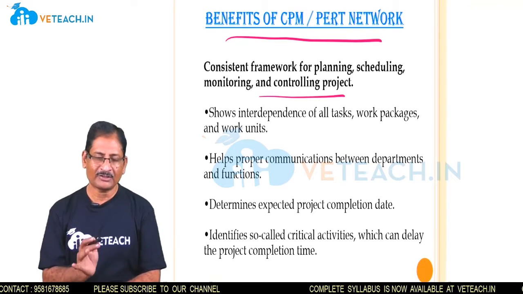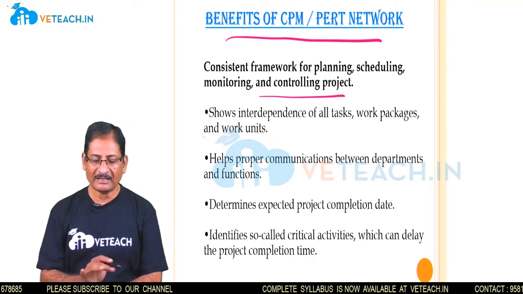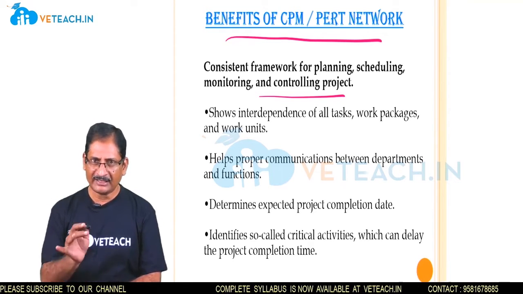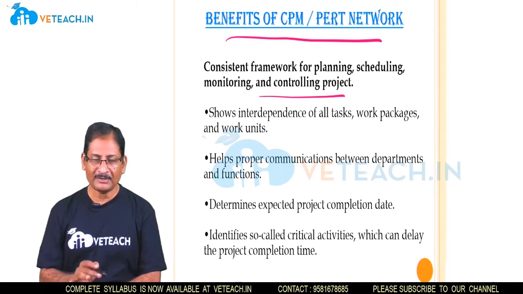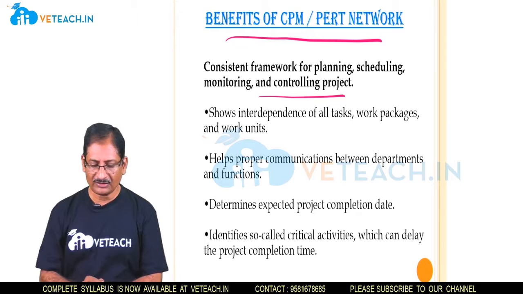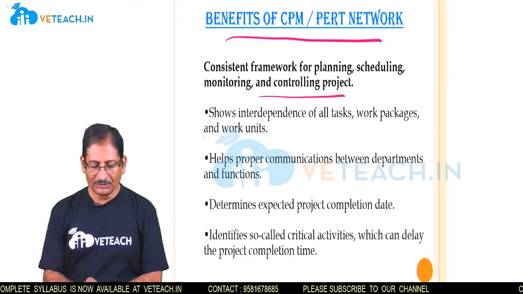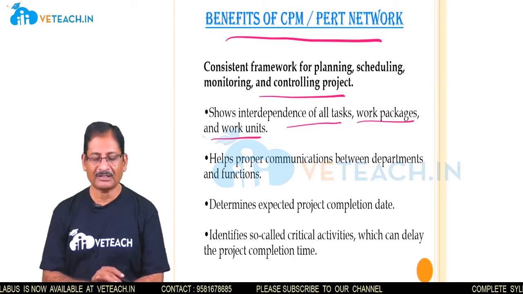So in project management, whatever activities are being taken up, we make an effective plan with the help of the network diagram, and we can schedule the activities in a perfect order. We monitor the performance or the process of execution, and we control these activities effectively in the project. It shows the interdependence of all tasks, work packages and work units.